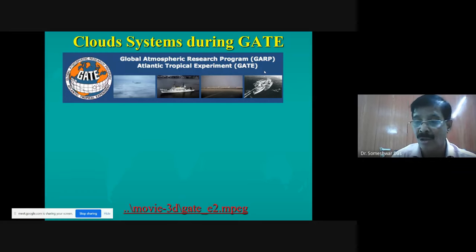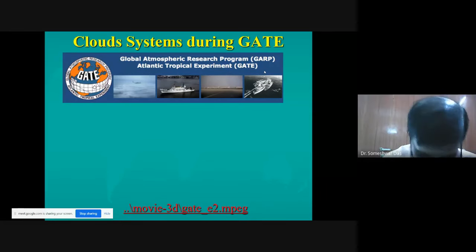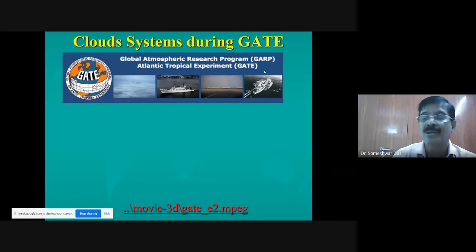See, long ago. How many years ago from today? 74 to 2000 becomes about 26 years. And after that, plus 21. 26 plus 21, how much? 47. Right? So this GATE experiment was conducted 47 years ago over the tropical Atlantic Ocean, to study the deep convection.